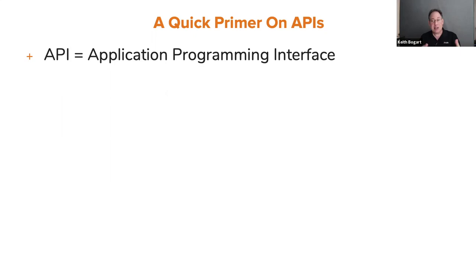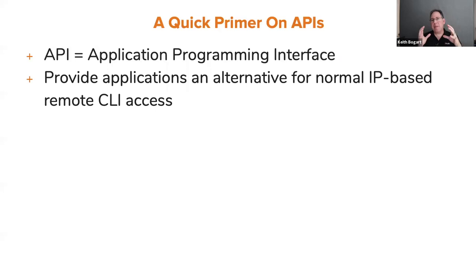Now, there are all sorts of APIs running locally on your laptop. Even if your laptop has no internet connection whatsoever, there are APIs for applications to talk to each other locally. That's not the type of API we're talking about. What we're talking about here is an API running on a Cisco router or a switch that opens a doorway, an alternative method for you to push information to that device or retrieve information from that device.